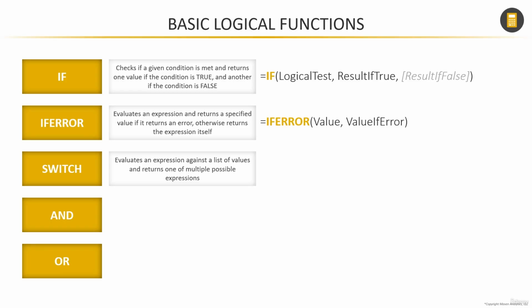Up next, we've got switch, and this function may be new to you, but it's used to evaluate an expression against a list of values and return one of the possible results. So saying that a bit differently, switch is commonly used to replace multiple nested if statements. So the syntax for switch starts off with an expression to evaluate and then contains value and result pairs. Right, so we see here we've got expression, value 1, result 1. You could have then value 2, result 2, value 3, result 3, and so on and so forth.